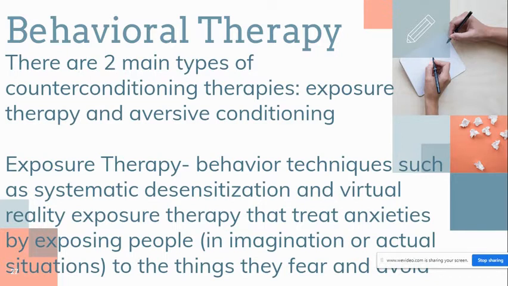So exposure therapy is like it sounds, you just expose the person to something. It's a behavior technique, and the two types of exposure therapy you'll see in a second are systematic desensitization and virtual reality. It's a behavior technique that treats anxieties by exposing people to the things that they fear and avoid, whether it's in real life with systematic desensitization or in virtual reality, in their imagination. But you're exposing them to whatever it is. Now, this works really great with phobias, obviously, because you're scared of something. You get exposed to it over and over, then maybe you'll quit being scared of it.